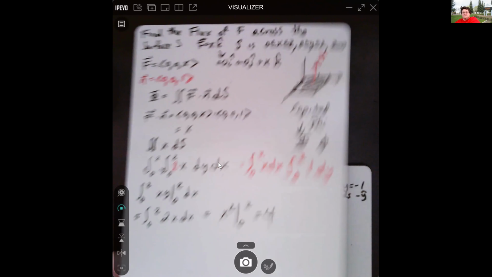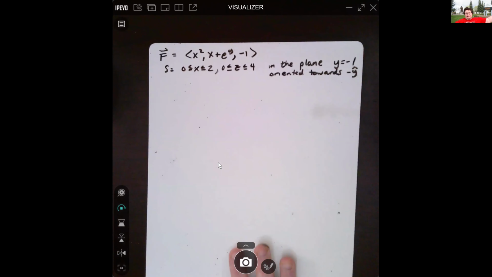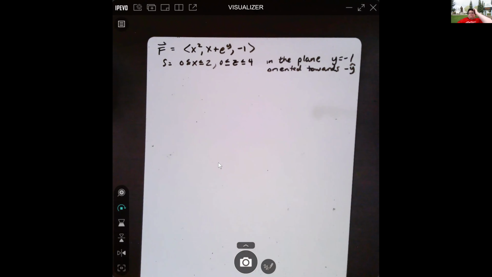You calculate magnetic flux. We're not doing magnetic flux. We're doing regular flux.